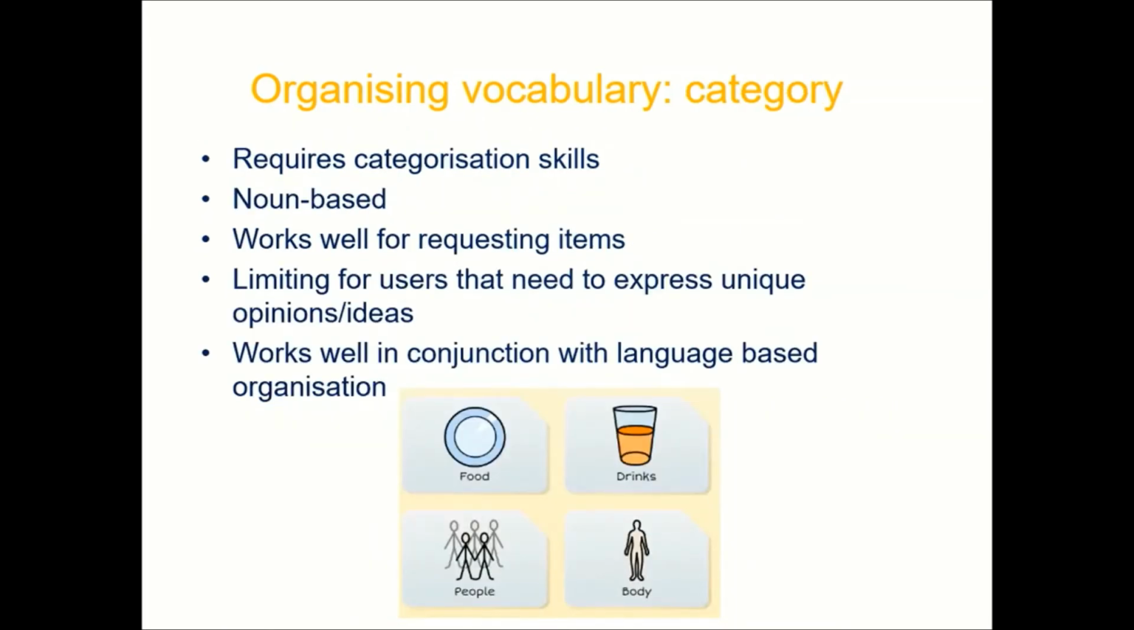Another way to organize it is by category, which sounds similar, but there is a slight difference. This is to do with semantic categories, essentially. The example I've got there is, for example, food, drinks, people, body parts, feelings, places. I'm sure you've seen plenty of communication books organized in this way. This is predominantly noun based. It works pretty well for requesting items if that's your client's primary communication function. But again, it's quite limiting for users that need to express anything unique or outside the box or what you haven't already put on there for them.